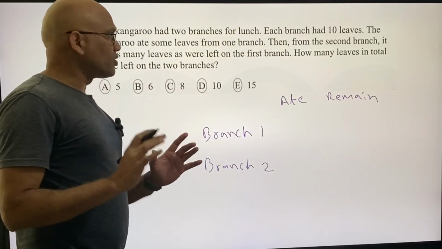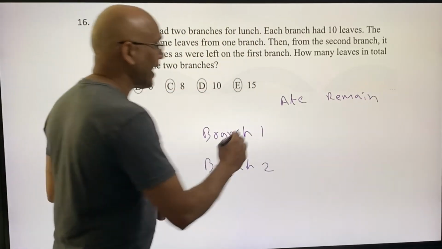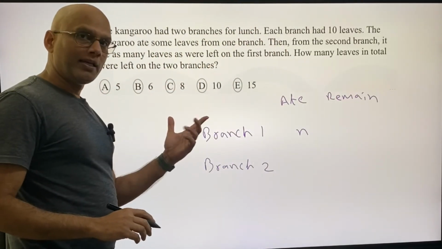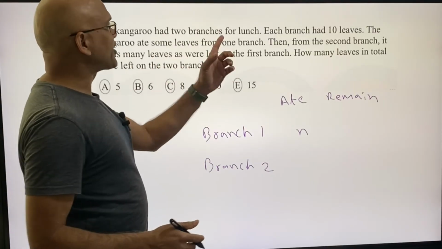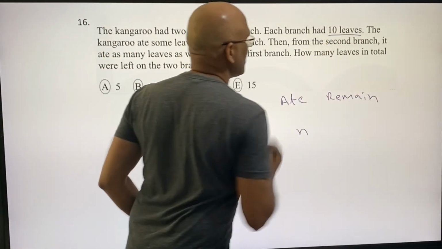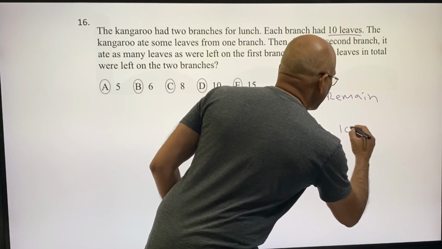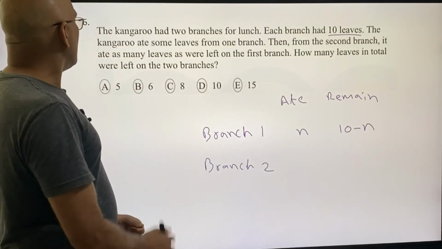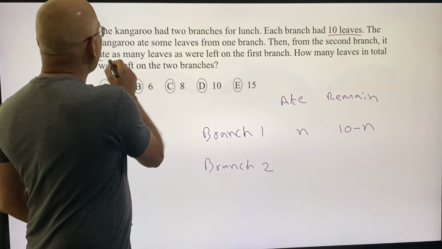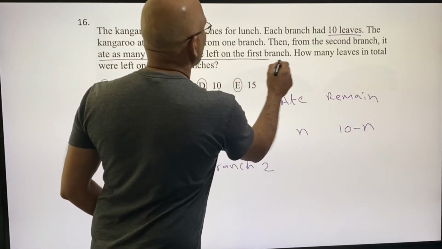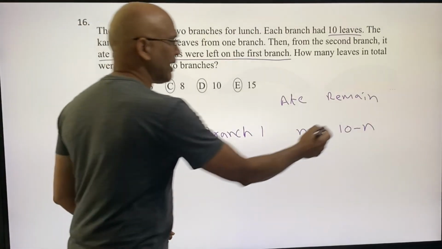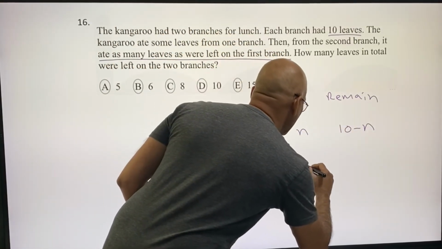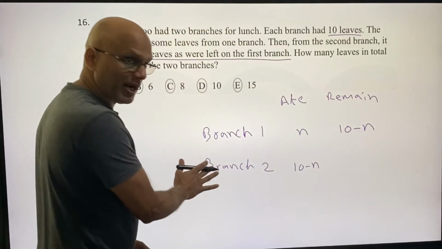Let's suppose the kangaroo ate n leaves from the branch 1. There were, to start with, 10 leaves, right? So the remaining will be 10 minus n. Now, from the second, it ate as many leaves as there were left on the first branch. How many were left on the first branch? 10 minus n. So it must eat 10 minus n from the second branch.